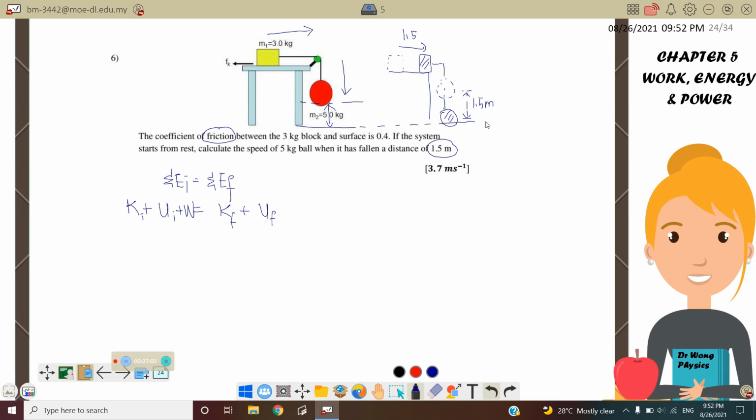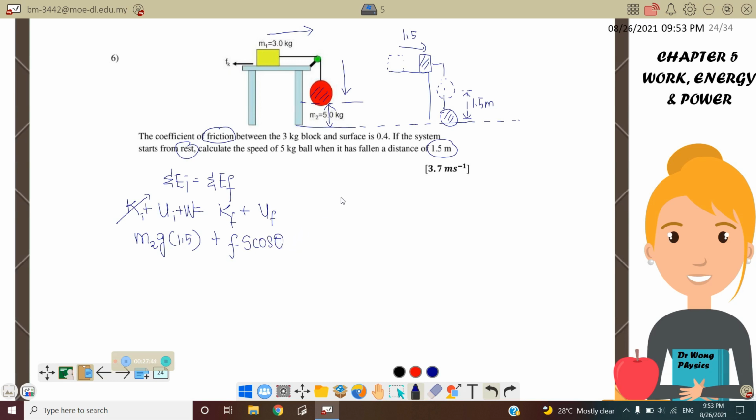If this is the reference point, initially there's no kinetic energy because it's at rest, so no kinetic energy for M1 and M2. But the potential energy: the ball is above the reference point, so it's M2 g h, with h equal to 1.5. Plus the work done, which equals F s cos theta.